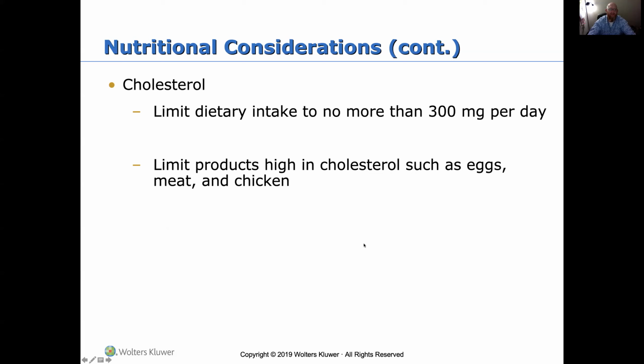Cholesterol, you need to keep it under 300 milligrams a day. Limit proteins that are high in cholesterol, such as eggs, and that stinks because I love eggs. Meat and chicken, those are all high in cholesterol.